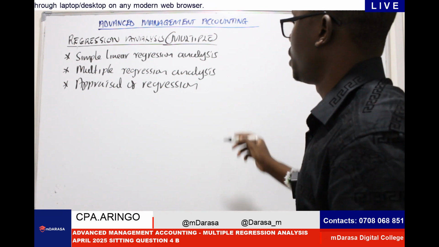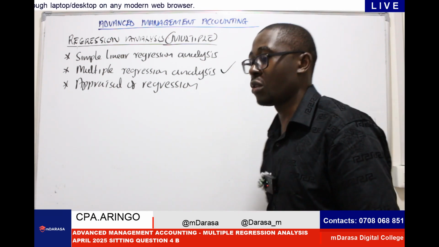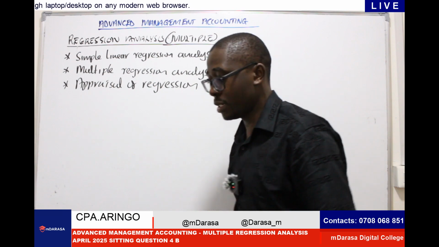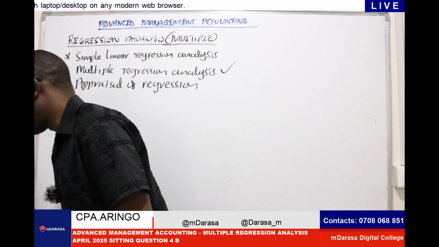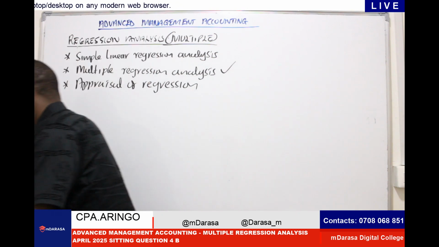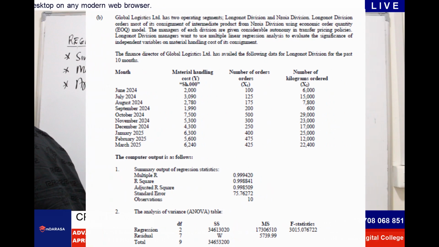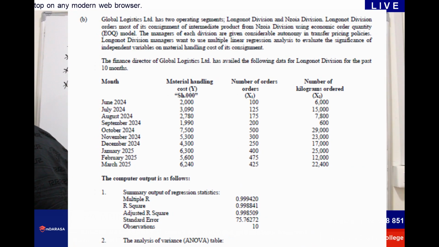Our focus today will mainly be on multiple regression analysis, and I want us to look at a question which was tested in April 2025, question number 4B. This is what I want us to look at today. I'll share the question with us. I believe it will be very visible. For those who can manage to access the question, just check April 2025. This is the last sitting question.